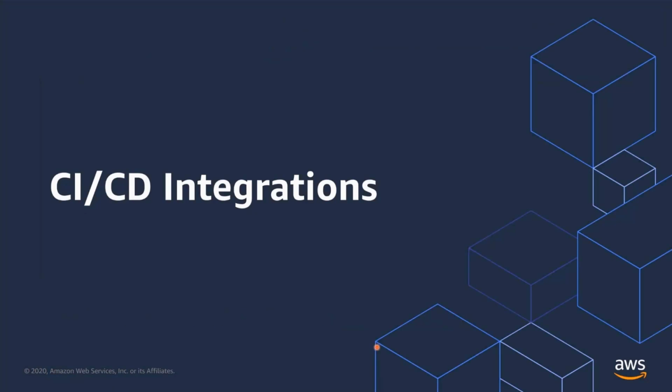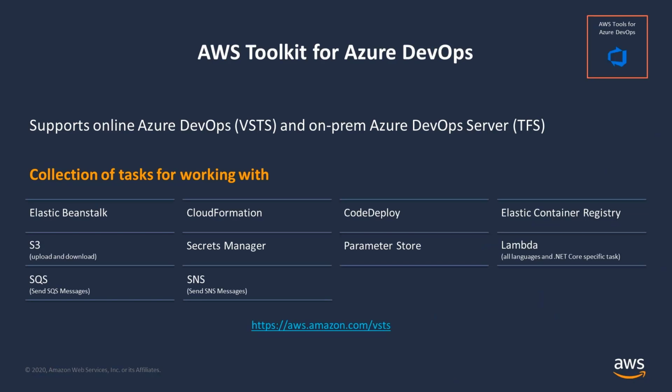I mentioned our CI/CD integrations. If you're on Azure DevOps, we actually have a toolkit for you. So with this, you can actually do the last bit or the last mile deploy to AWS. So you can continue to work within Azure DevOps, and then when you're ready to deploy to AWS, we have that toolkit option available for you. And again, like others, if you want more information, it's the link down below.